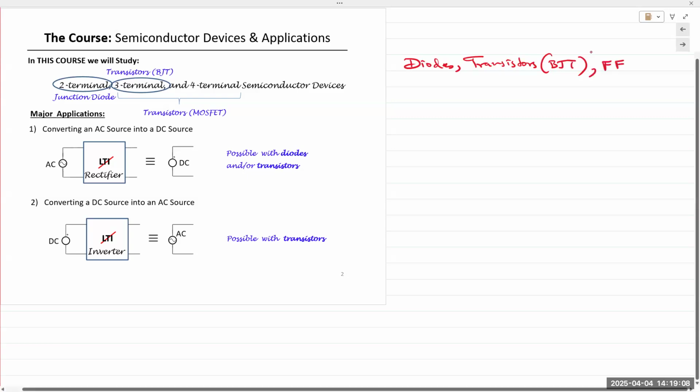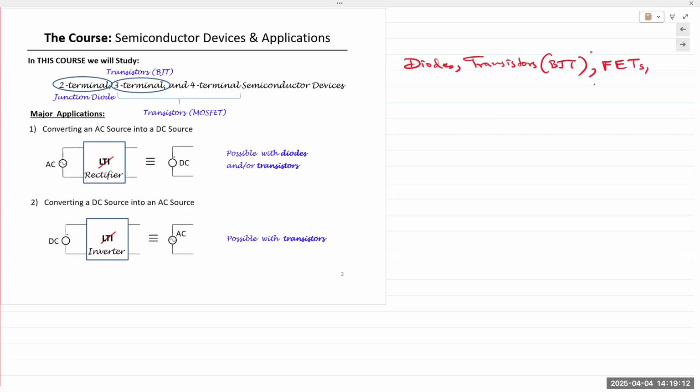FETs are field effect transistors, and then we have MOSFETs. The MOS stands for metal oxide semiconductor. It's a sandwich layer that's controlling the flow of current. And these come in 2 flavors: N type or N channel, and P channel. Most modern electronic devices, almost all of them, are due to the advent of MOSFETs.